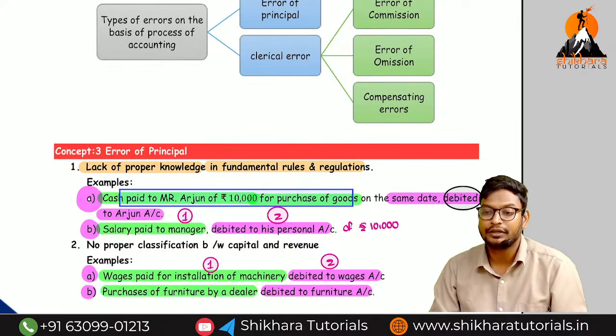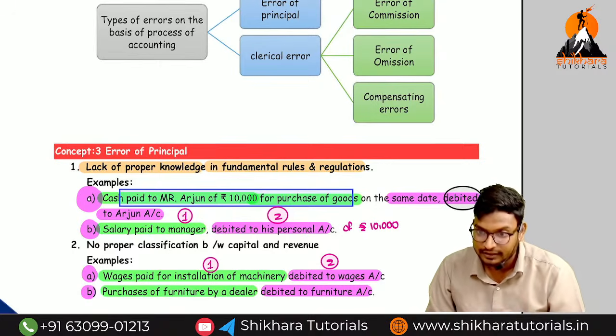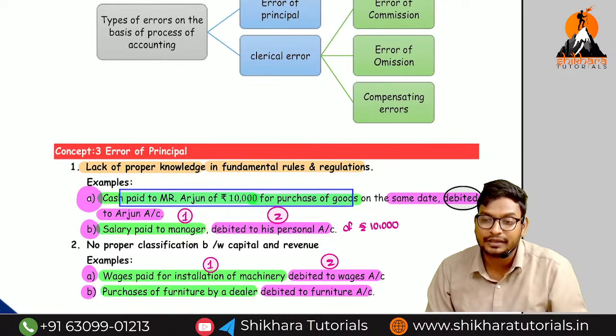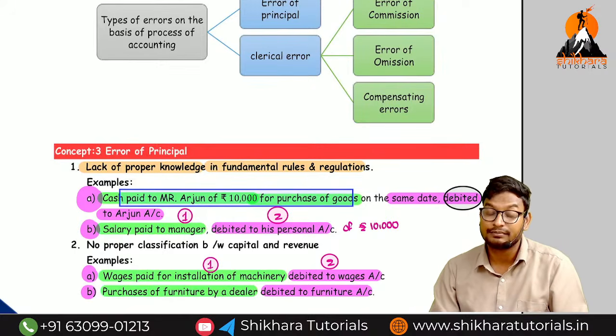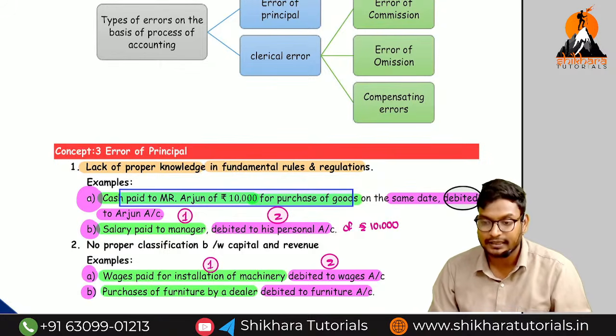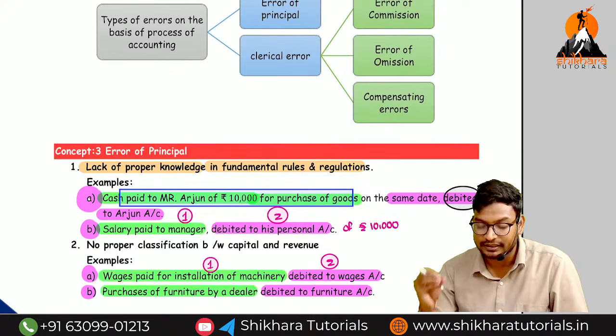So what is the hint point to identify the error of principle? "Debited to" and "credited to" will be there. Now, because of error of principle, trial balance will be affected or not affected? Will not be affected. That means trial balance will tally. I think you have got a clear picture about the error of principle.